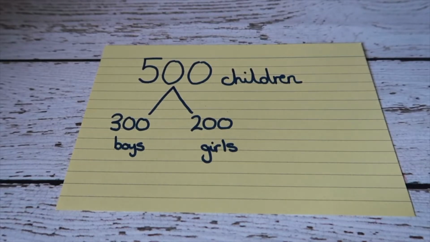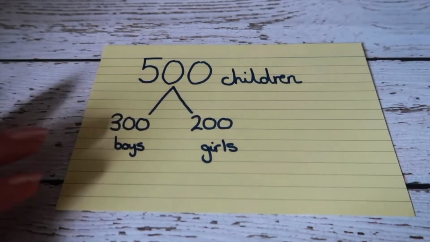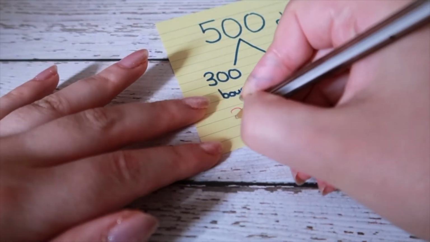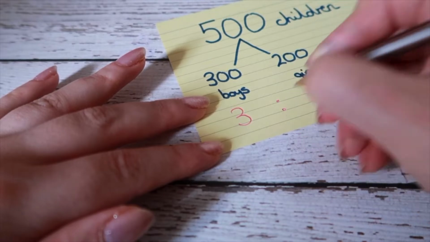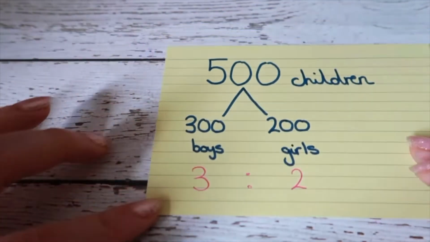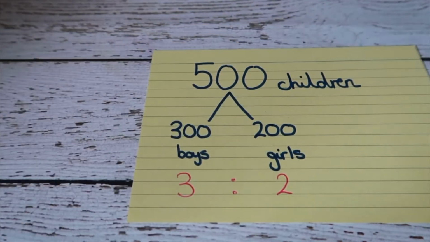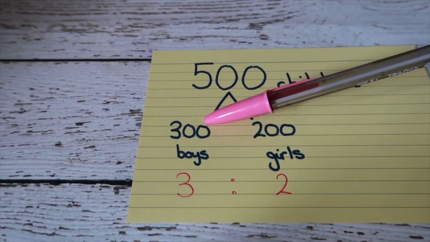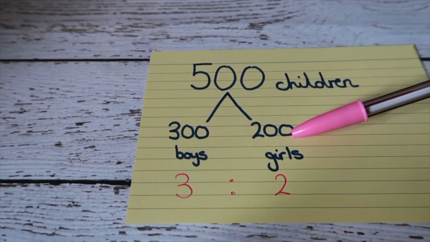Instead of saying for every 300 boys there are 200 girls, what we could do instead is divide each side by 100. So for every 3 boys there are 2 girls. So for every 6 boys there would be 4 girls. We've just divided by 100 on each side.